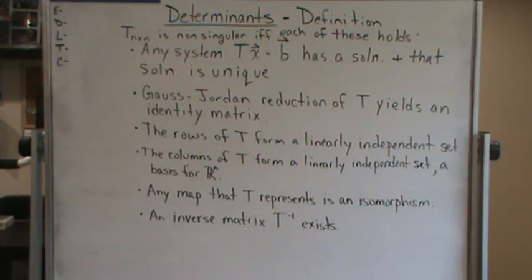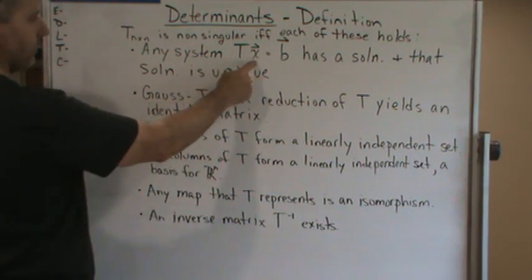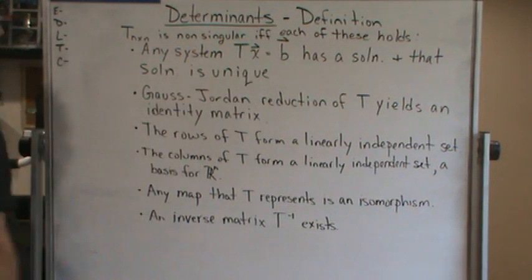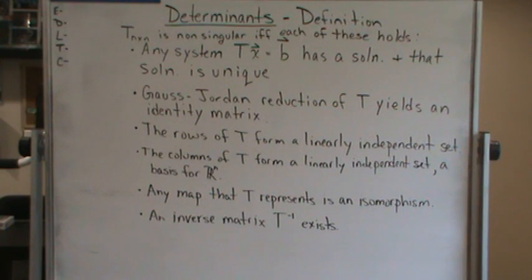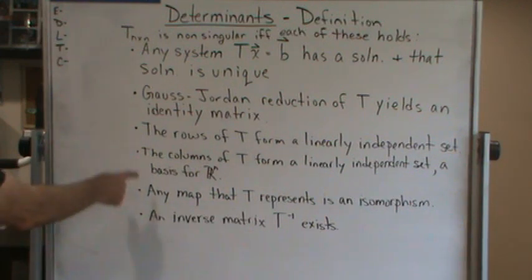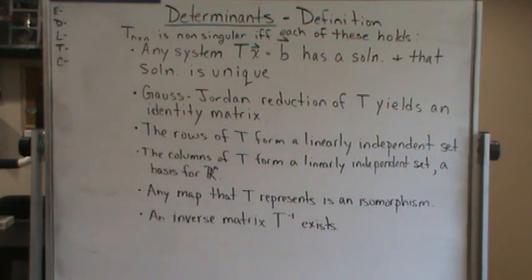Any system T times vector x equals a vector b has a solution. So that system has a solution, and that solution is unique. Gauss-Jordan reduction of T yields an identity matrix. The rows of T form a linearly independent set. Also, the columns of T form a linearly independent set, a basis for R sub n.